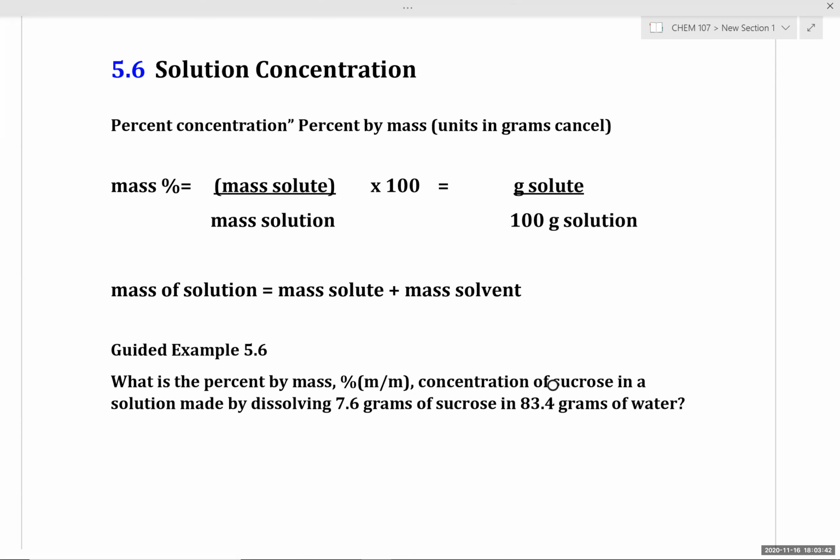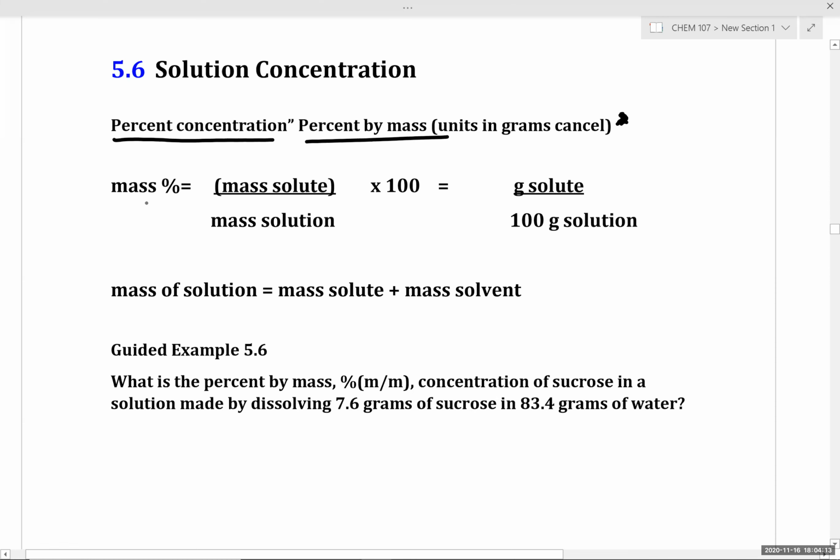Okay, so let's talk about different ways of expressing solution concentration. All of these measures of concentration are often expressed in terms of solute, solvent, and solution. The first type of solution concentration measurement that we'll look at is percent concentration, or percent by mass. Now, it is a unitless value. The units in grams cancel.